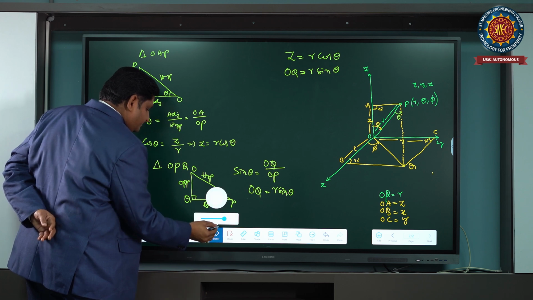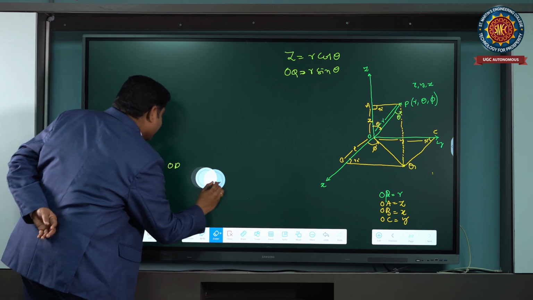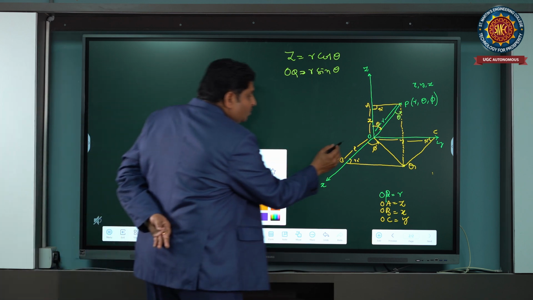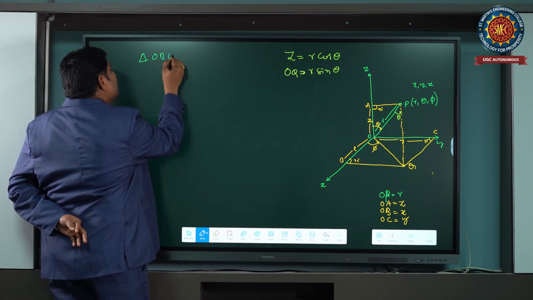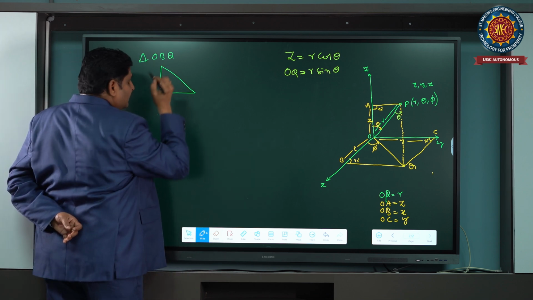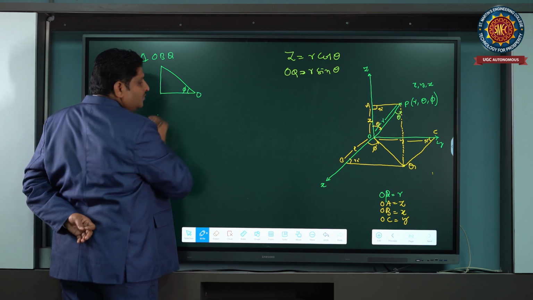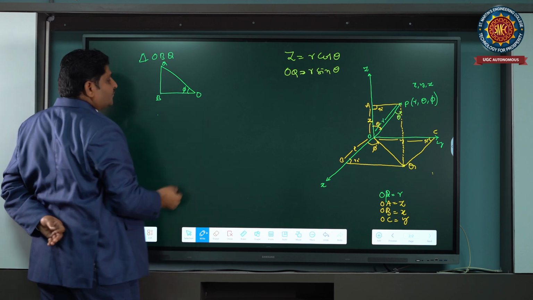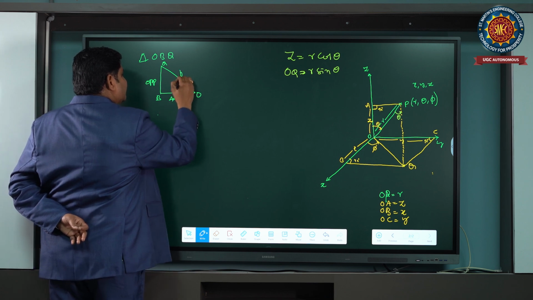Now I can consider another triangle, that is OBQ, the right angle triangle. I can rearrange the triangle. It makes an angle phi at point O and the right angle at point B, and this is the point Q. So from this, this is the opposite side, this is the base or adjacent side, and this is the hypotenuse.